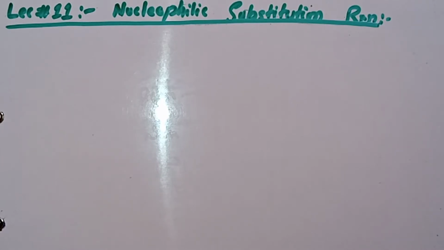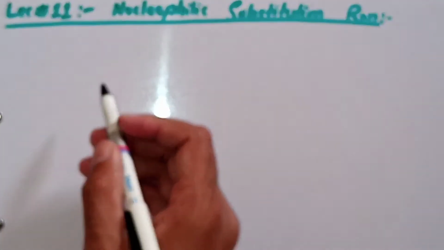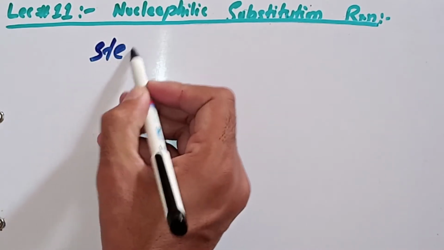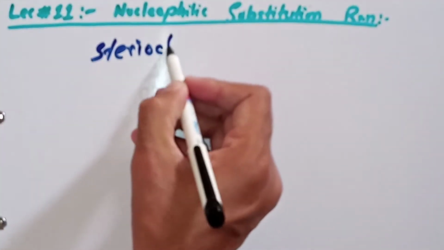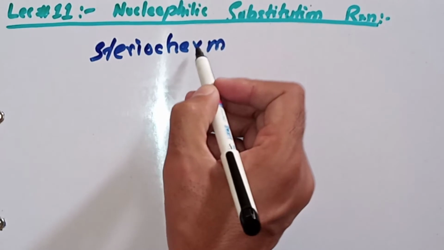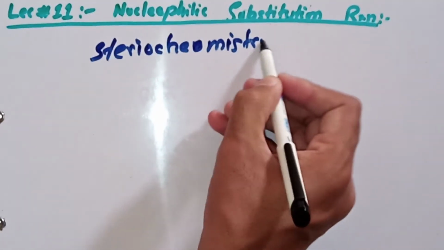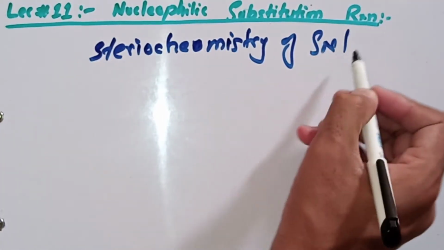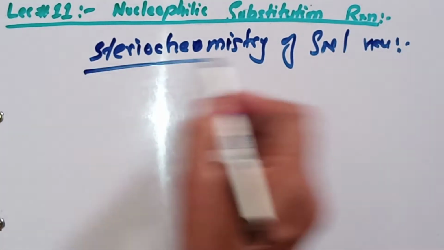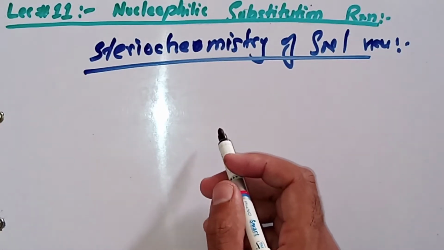Today is lecture number 11 of nucleophilic substitution reactions. In the previous lecture we studied the different factors that affect the Sn1 reaction. But in today's lecture we will study the stereochemistry of Sn1 reaction.